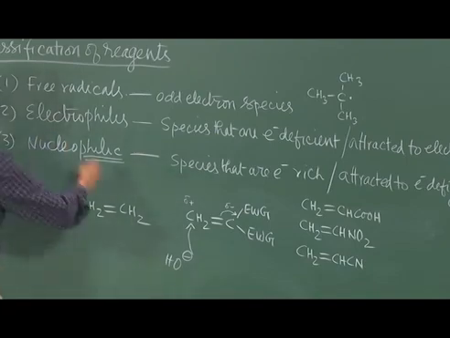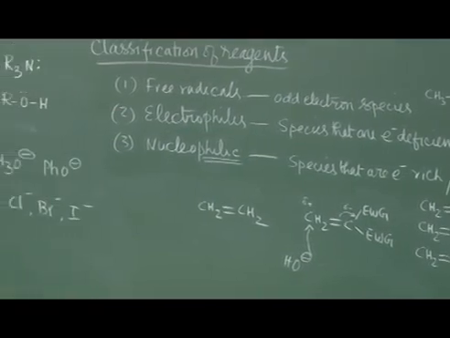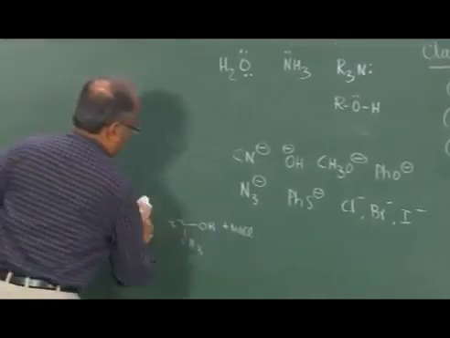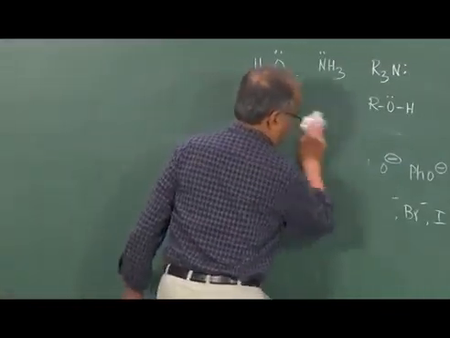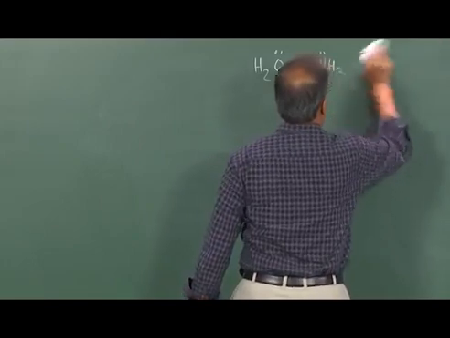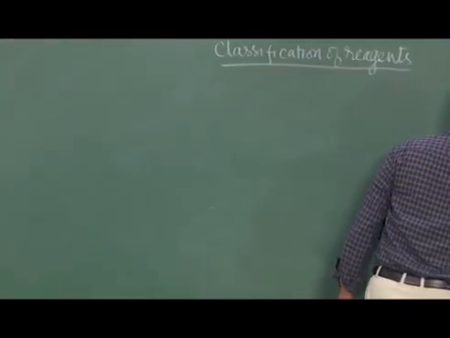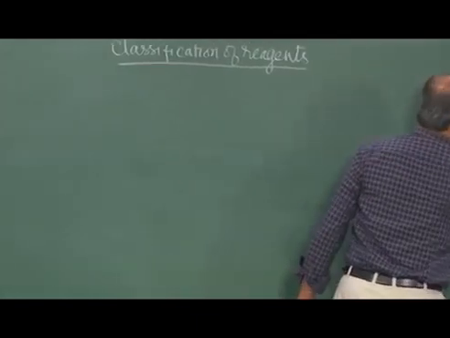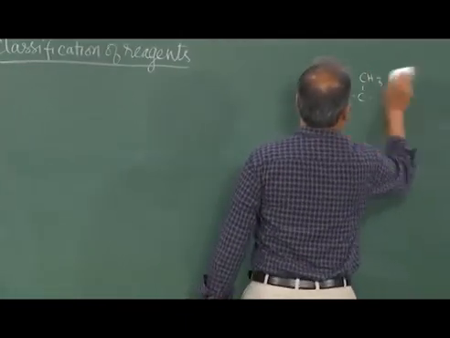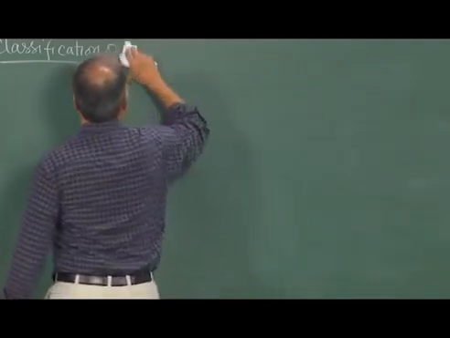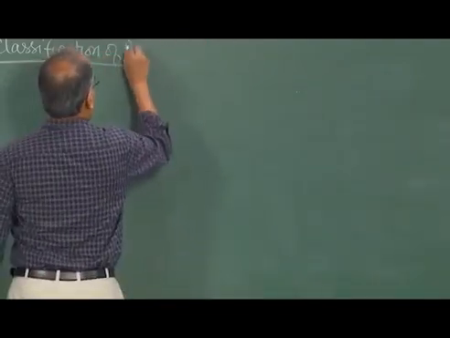Having considered these three types of reagents, now let us classify the reactions of organic chemistry into various categories and see examples of the reactions of organic molecules. We have classified the reagents so far. Now, let us classify the types of reactions that one can anticipate or one can study in organic chemistry. So, we will talk about classification of organic reactions.